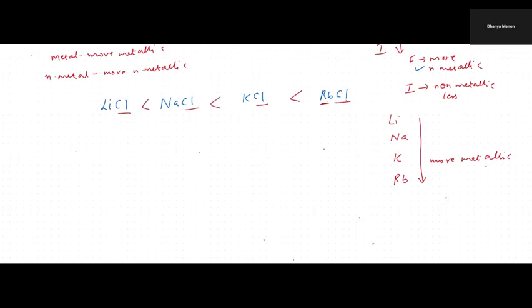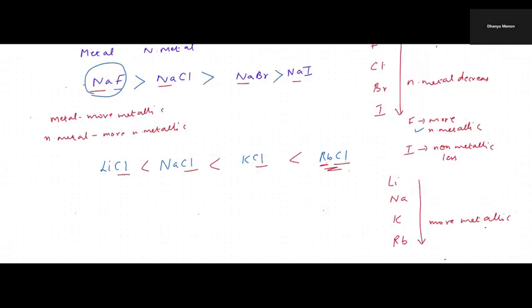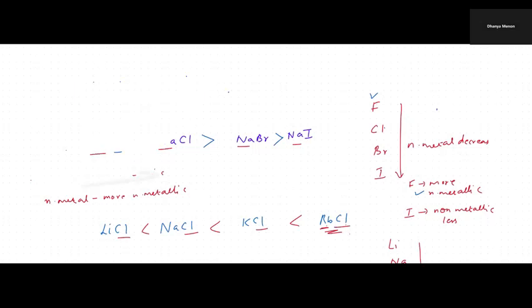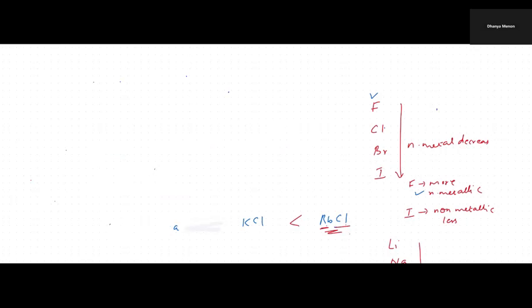So this is how you decide. Lithium chloride, because it has the least metallic character, will be more covalent in nature, and rubidium chloride is the strongest ionic compound. So this was about the strength of ionic character when a set of compounds is given and you need to choose which is more ionic. Go with the compound which has more metallic and non-metallic character.